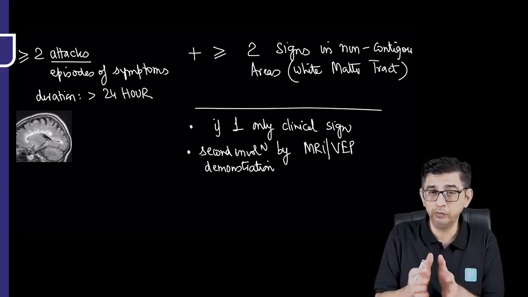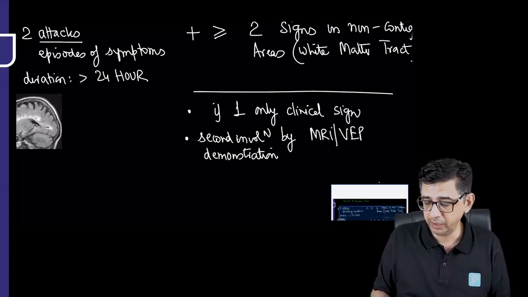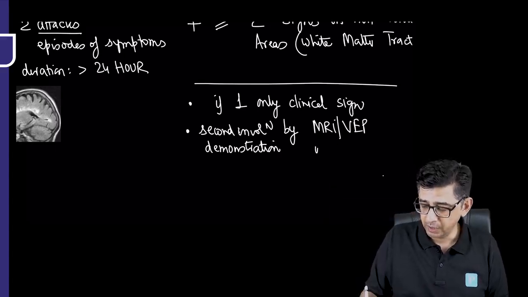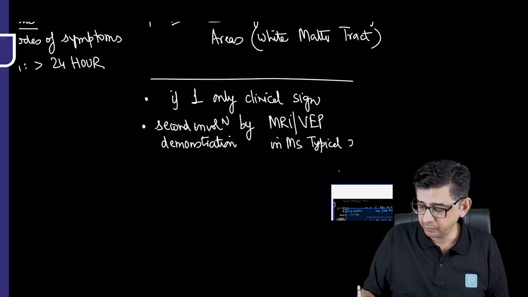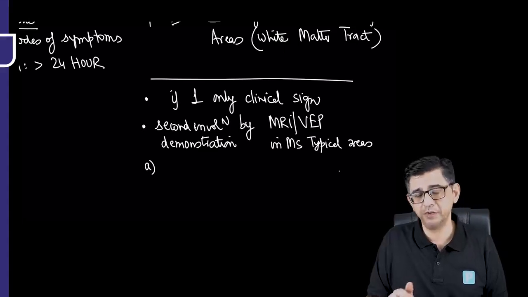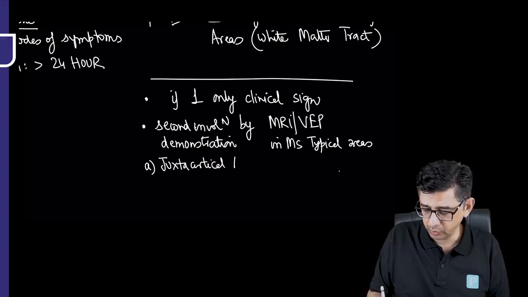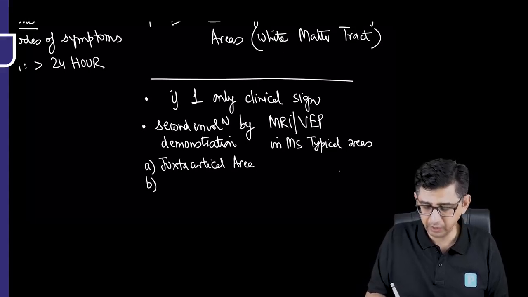I can still prove that the involvement in the patient has started, and the second involvement is demonstrable by either MRI or a visual evoked potential in multiple sclerosis typical areas. Now, what I mean by multiple sclerosis typical areas would be white matter tracts only. But in a multiple choice question, to make it sound sophisticated, look at how he will write white matter tract involvement. He will write like juxtacortical area. Now, what you mean by juxtacortical is that junction of the white matter and the gray matter.